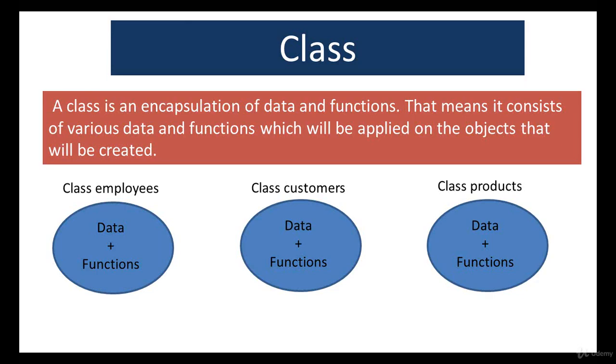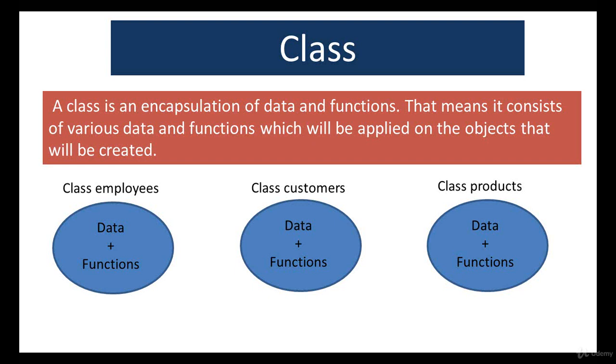Now we come to class. As I told you, all the objects in this world belong to a class, meaning a category. A class is just like a blueprint, right? And a class consists of data and functions which will be applied to the objects it represents. A class, again I repeat, is an encapsulation of data and functions. That means it consists of various data and functions which will be applied on the objects that will be created for this class.